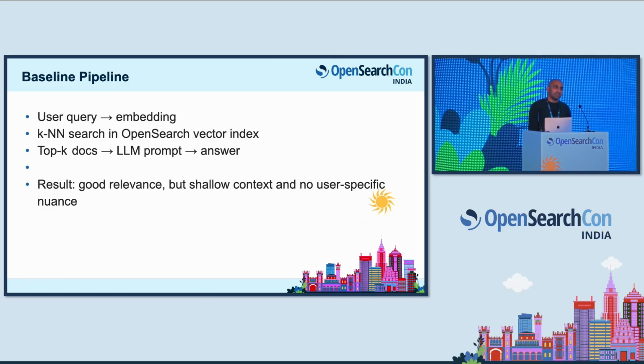So this is what I talked about. You have the user query which passes through the embedding. You have the KNN search, which searches through the OpenSearch vector index. And you retrieve the top K documents and pass them through the LLM prompt.